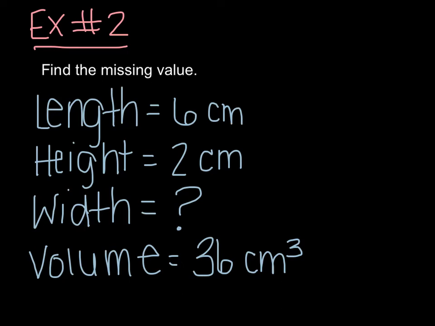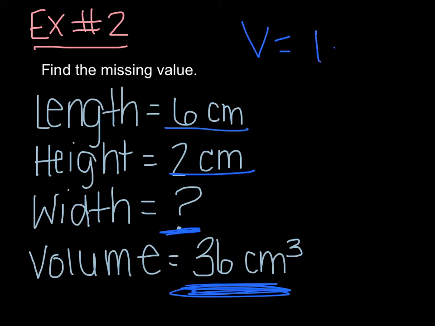Example 2, find the missing value. So in this case, they already gave us the answer. The volume is 36 centimeters cubed. And they gave us the length and the height, and now we need to find the width. So if volume equals the length times the width times the height, and we already have the answer, we're just going to work backwards.